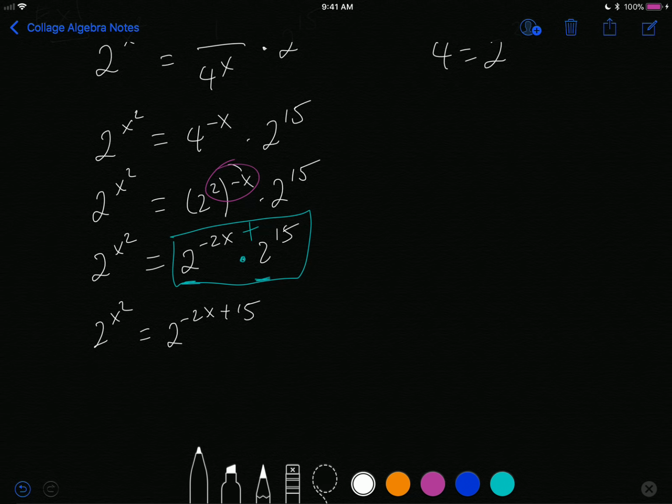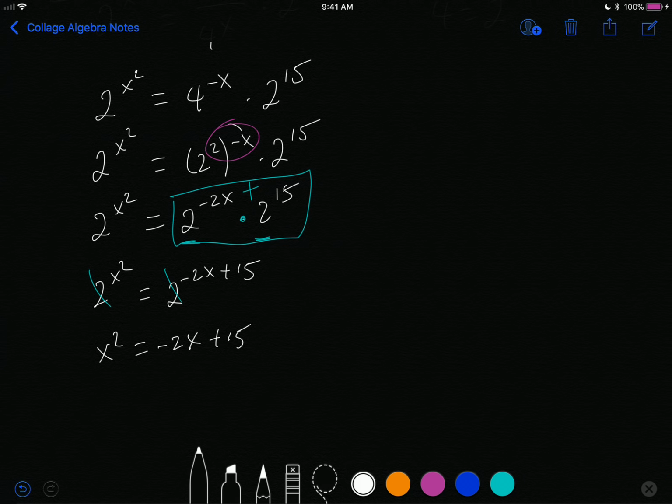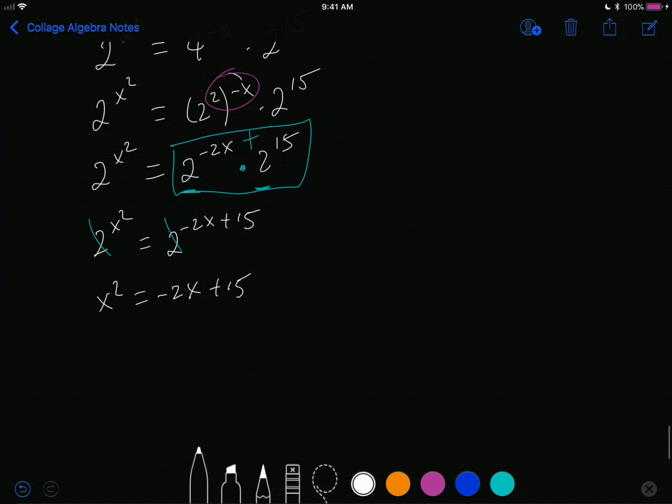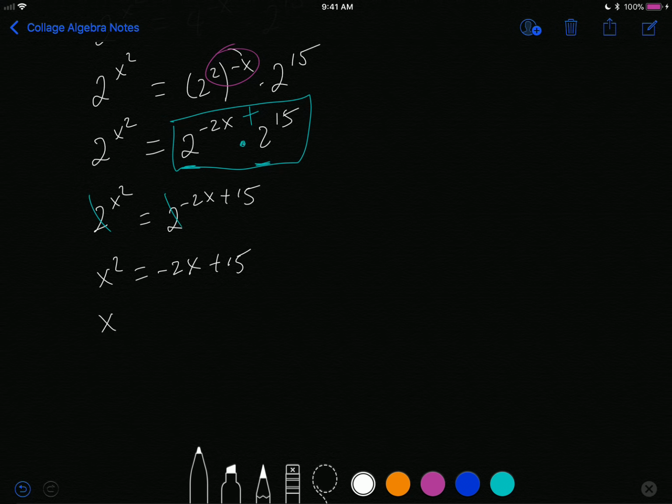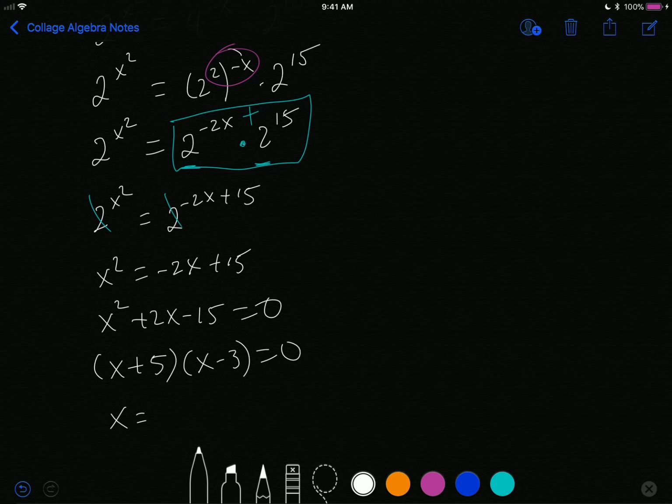Now I have the same base on each side, so now I can cancel. And that leaves me with a quadratic equation to solve. Boy, this question is tough. I have to take the 2x over. I have to take the 15 over. And so that leaves me with x squared plus 2x minus 15 is equal to 0. I got to factor this lovely equation. x plus 5 times x minus 3. And finally, I have made it home. These are my two answers. These are the two answers you are looking for.